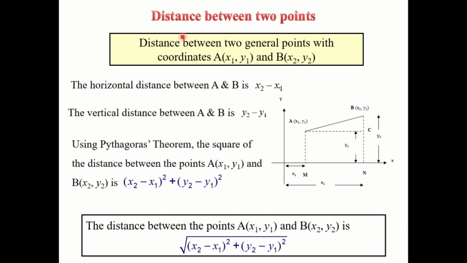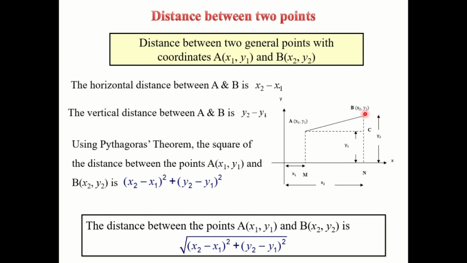Then the distance formula. The distance formula gives the distance between two general points with coordinates A(x1, y1) and B(x2, y2). Here we try to prove the distance between the two points with the help of the Pythagoras theorem. For example, there is one line AB. A has coordinates x1, y1 and B has coordinates x2, y2. Now we want to find the distance between A and B if the coordinates of the two points are given. To prove it, we use the Pythagoras theorem.